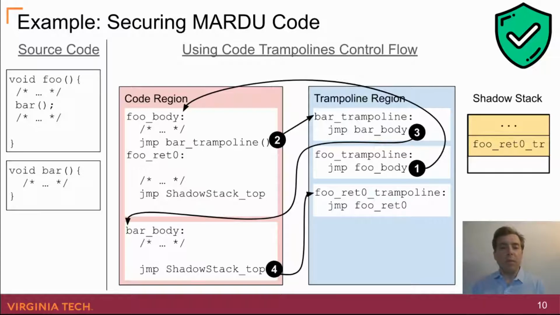Once it's time to return to the previous frame, foo, we fetch and pop the top element of the shadow stack and go to the corresponding return trampoline.